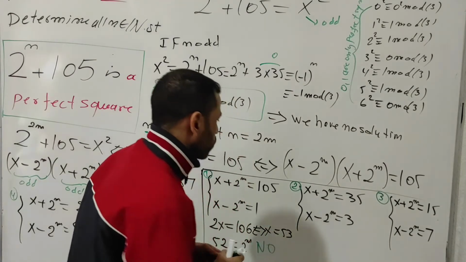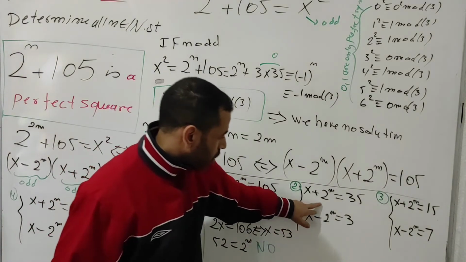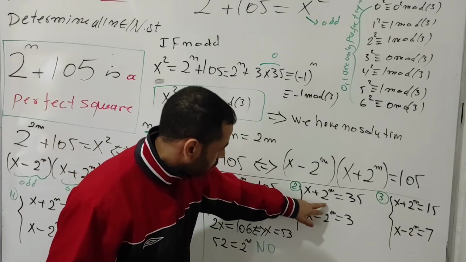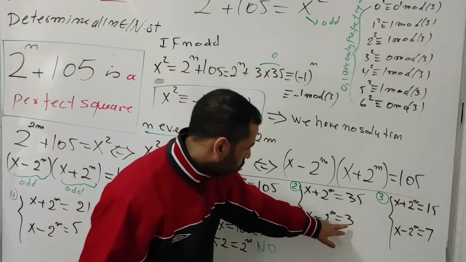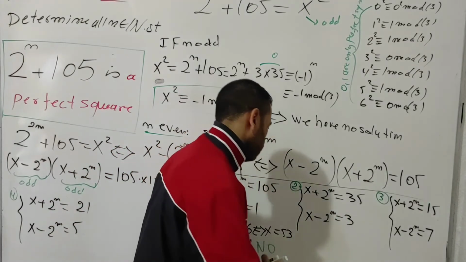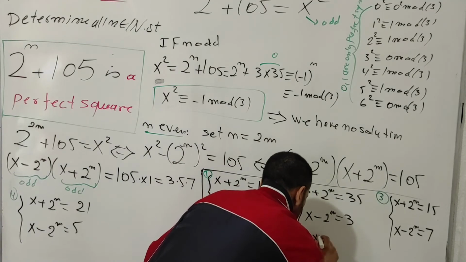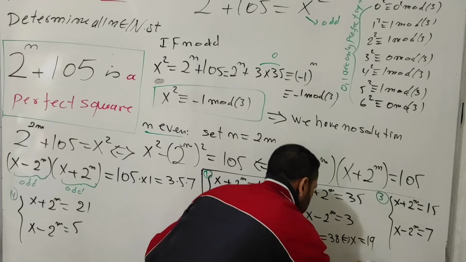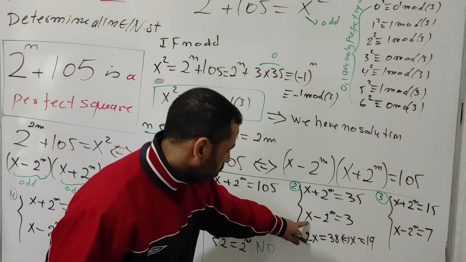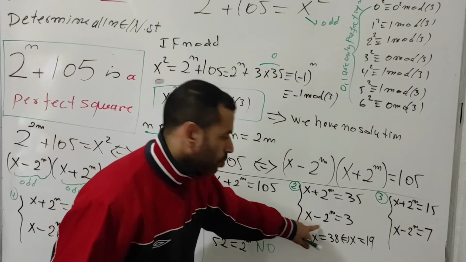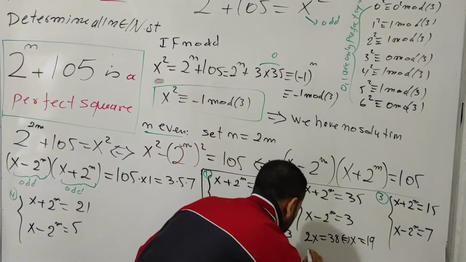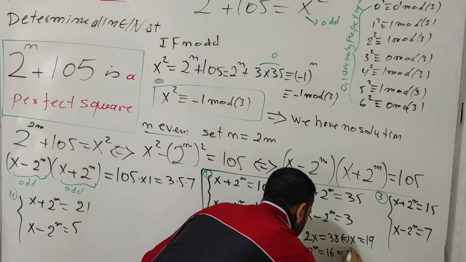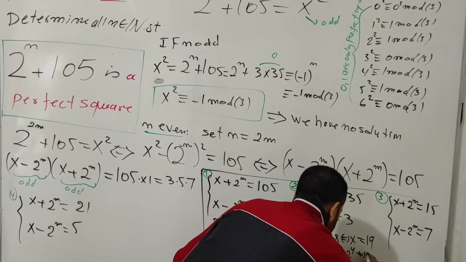Let's move on to the second equation. By doing the same thing, adding the first and second equations, the 2 to the m is eliminated. I get 2x equals 3 plus 35, which is 38. So 2x equals 38, in other words, x equals 19. By plugging x into the second equation, I get 19 minus 3, which is 16. So 2 to the m equals 16, which is the same as 2 to the 4. Now I found the solution m equals 4.